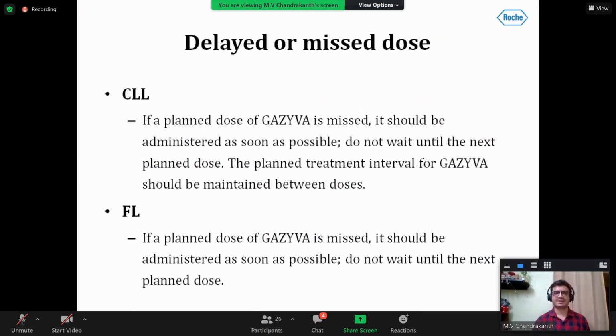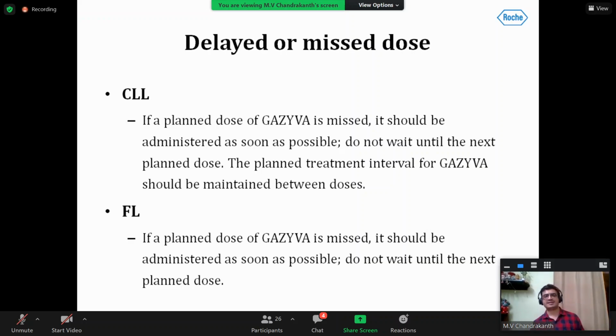So what if there is a delayed or missed dose? If a planned dose of obinutuzumab is missed, it should be administered as soon as possible, and we should not wait until the next planned dose comes. These are the most potent anti-CD20 antibodies. So you need to have proper weekly dosing in the initial 3 successive weeks. Only then you get the disease under control. You have an initial induction, then you consolidate with monthly dosing, and then you have a maintenance. So this is how obinutuzumab works.